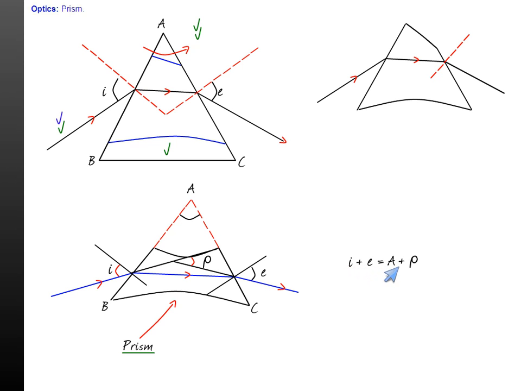And of course the result I plus E equals A plus rho will hold, and A equals R1 plus R2. This result will also hold. Now friends, you can observe that the angle of deviation depends on the angle of incidence. So if I plot angle of deviation versus angle of incidence, then the graph will be something like this. Why?